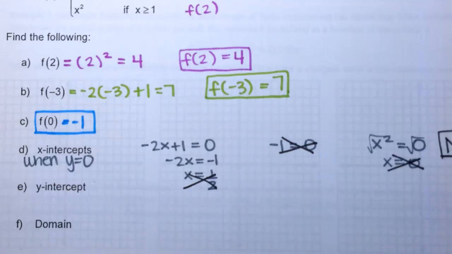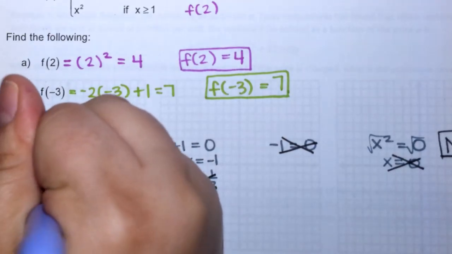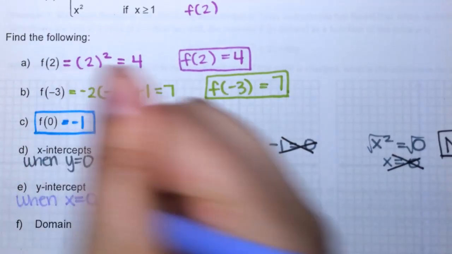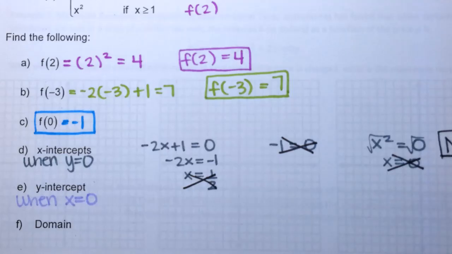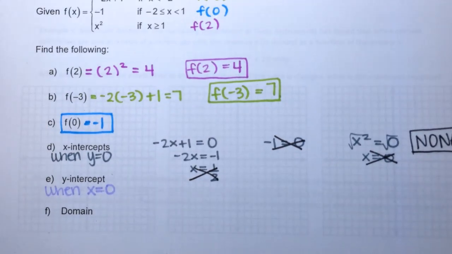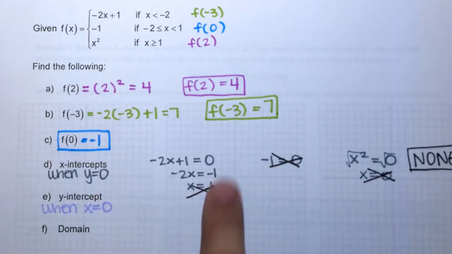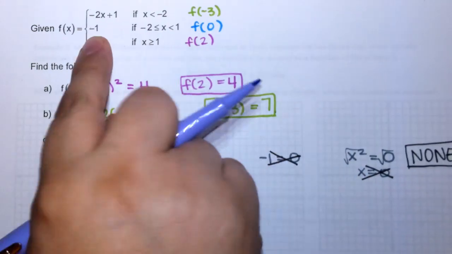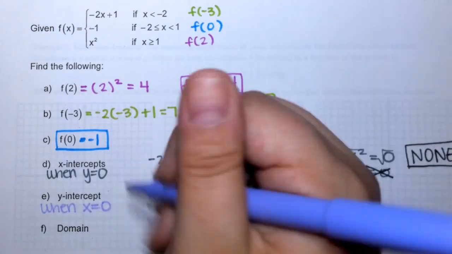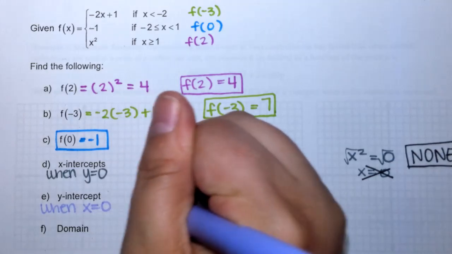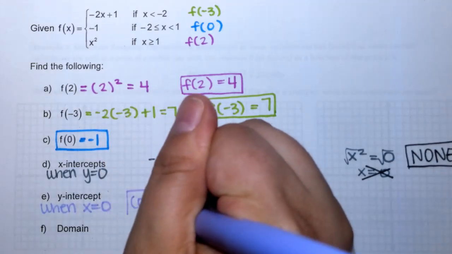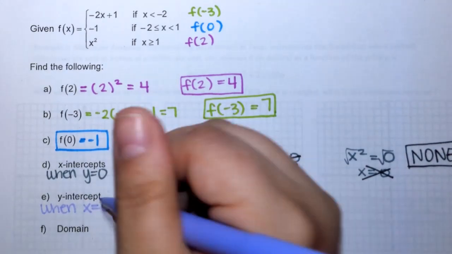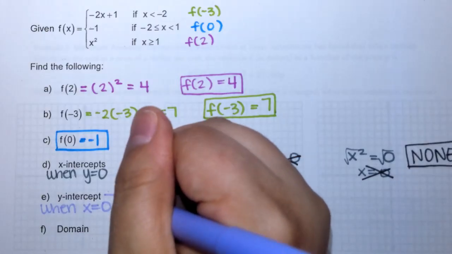What about the y-intercept? How do you find the y-intercept? Hey, there's a lot of muttering. I'm almost done. Just hold on. When x equals 0, what did we get as an answer? Negative 1. So what's my y-intercept? 0, negative 1 is the y-intercept. That's it.